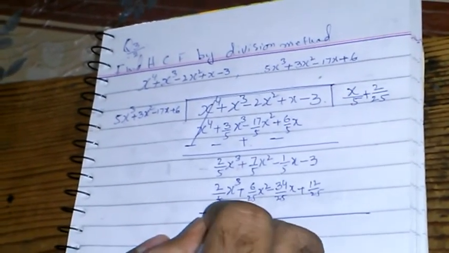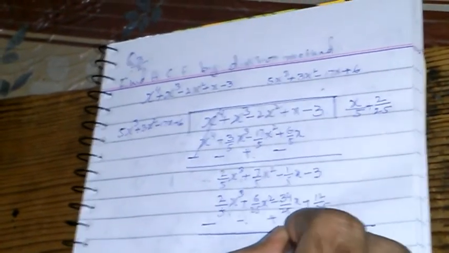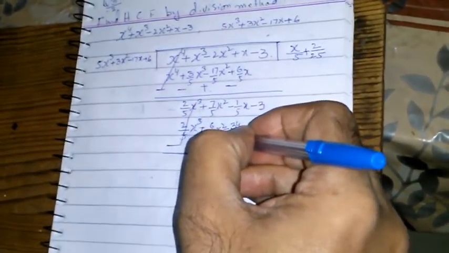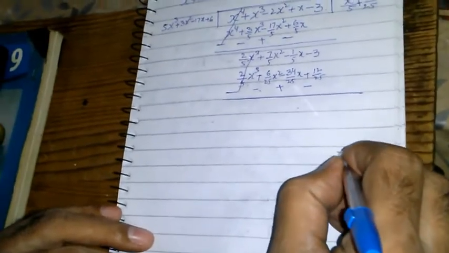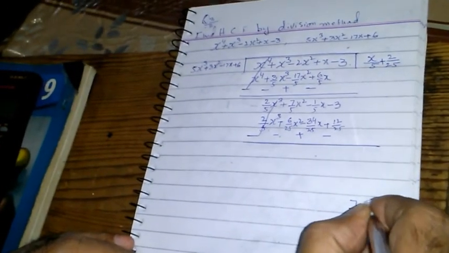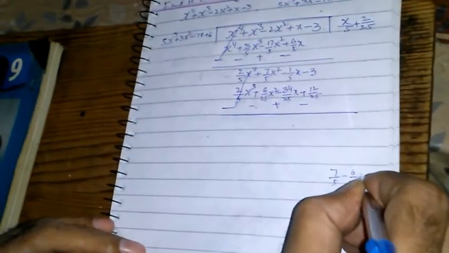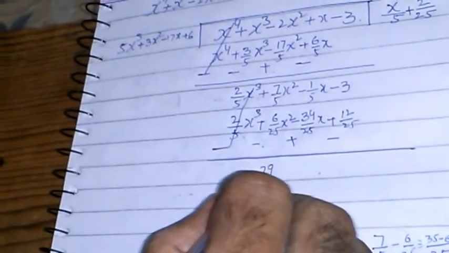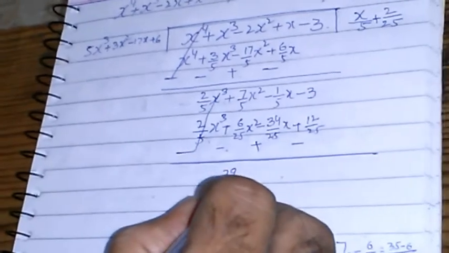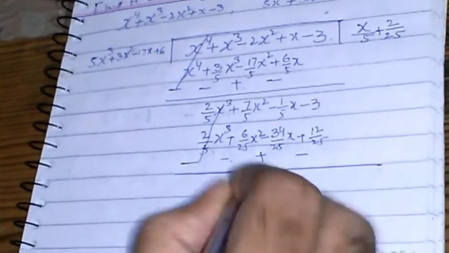Now changing the signs, minus minus plus minus. These are cancelled. Now we have to make the calculations. Even we can use a calculator here. These calculations are 7 over 5 minus 6 over 25 means 35 minus 6 over 25. This is 29 over 25 x square.